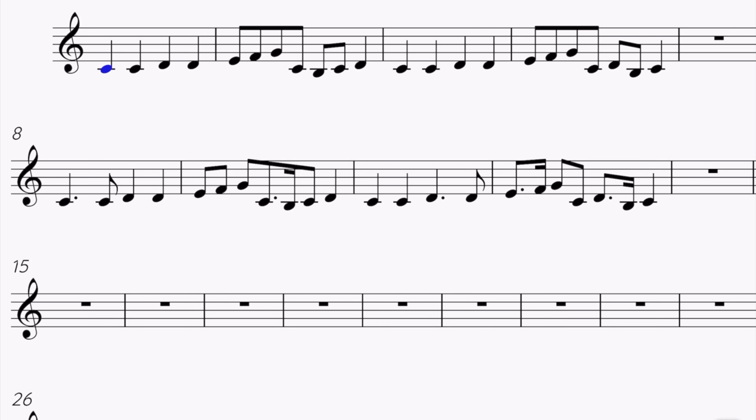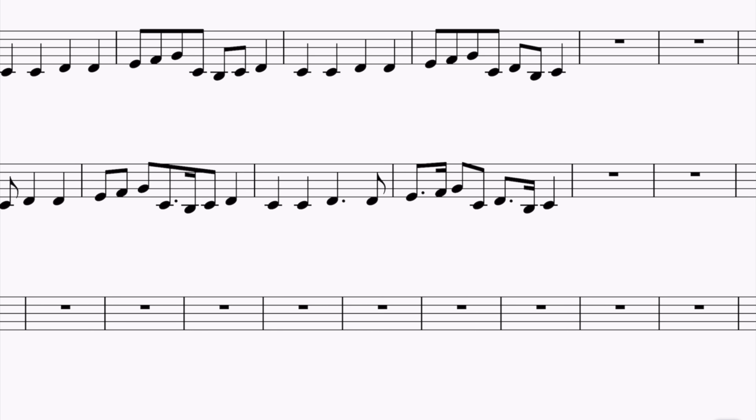Can you spot the difference? Listen to the first reference again. And now this one. I hope you can tell the difference between the two bars. And now let's move on.